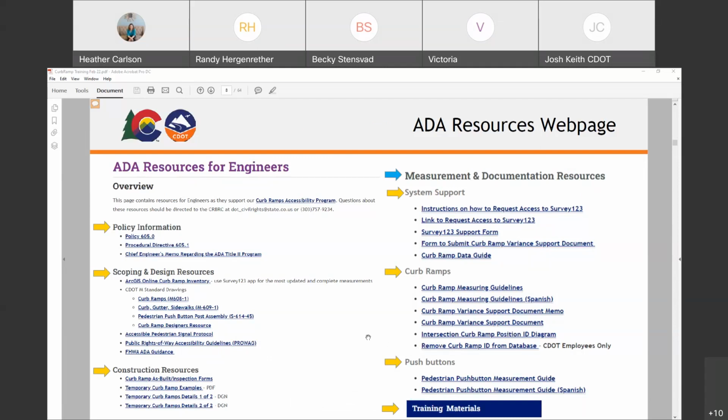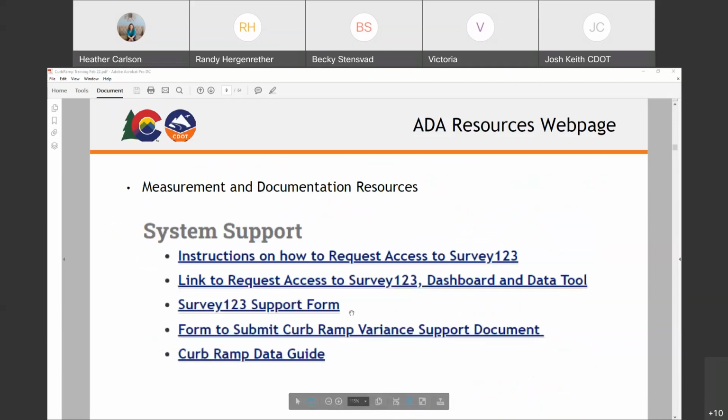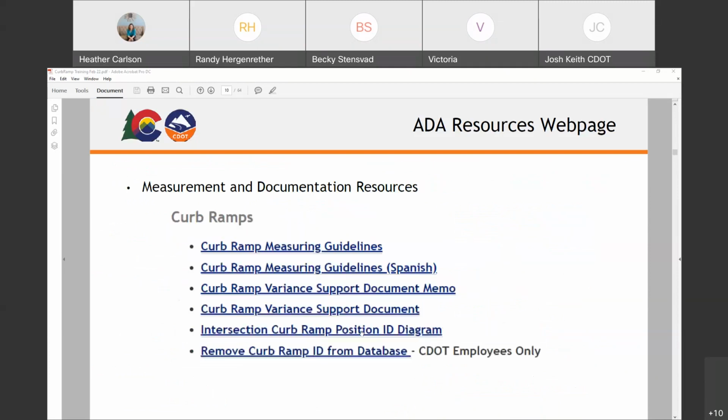We are also, for everybody's information, working on a Spanish version of the curb ramp M standard that has a long ways to go, but we are working on it. And it won't be an official M standard, of course, because we don't want it to be confused with the actual contract documents, but that is in progress. Yeah, just kind of links to Survey 1, 2, 3 and everything.